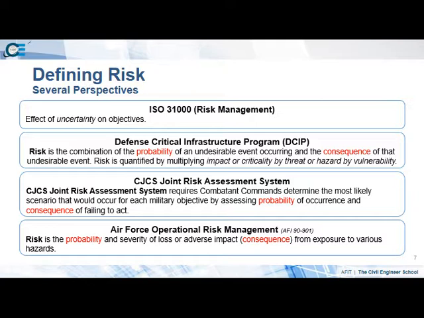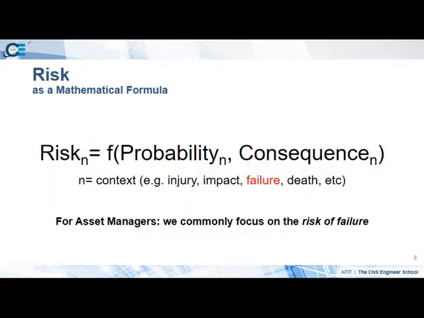So, look at all these definitions. There's tons, but you can see that I've highlighted some similarities between them. Probability and consequence. Those are the two variables that we saw in each of the three common definitions in our previous slide. So, if we wanted to put this into a mathematical formula, we would then say risk sub n is a function of the probability sub n and the consequence sub n.